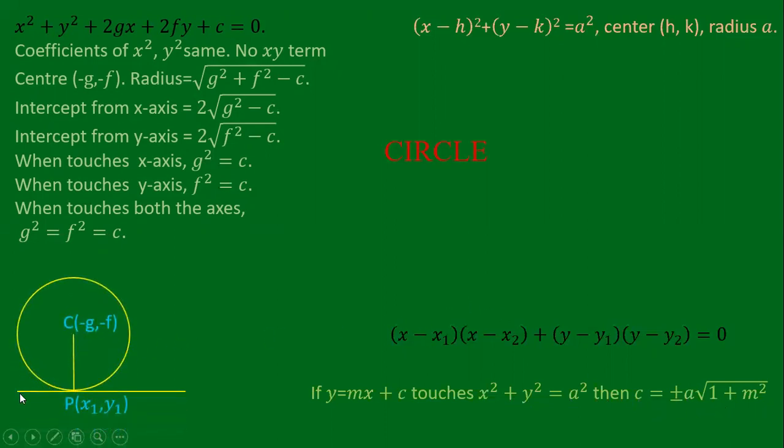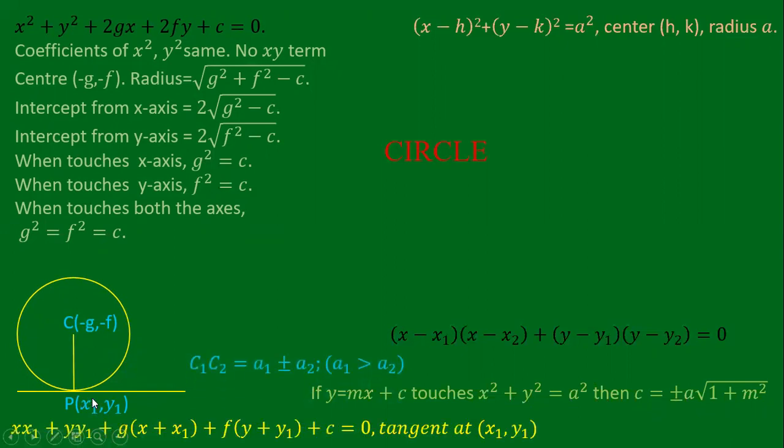Now the tangent of this circle at the point x1, y1 is x x1 plus y y1 plus g into x plus x1 plus f into y plus y1 plus c is equal to 0. So this is the tangent at x1, y1 point. This is the equation of tangent.